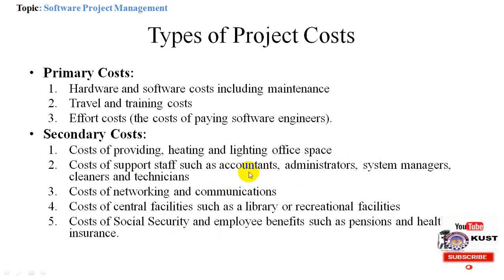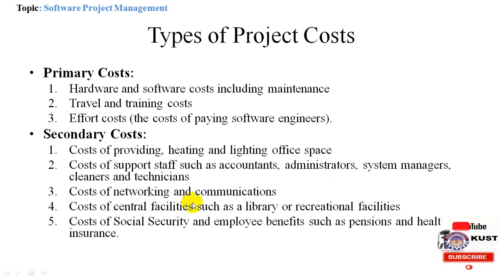It includes accounting. Accounting means that we have to do accounting for our projects, to see whether the project is in fact benefiting us or not, and whether it provides any sort of business benefits. Similarly, administrators, for example recruiters, and certain other people such as liaison officers. Similarly, system managers. System managers are those people who manage the hardware systems. Similarly, the cleaners and technicians. These are also people included in our projects.